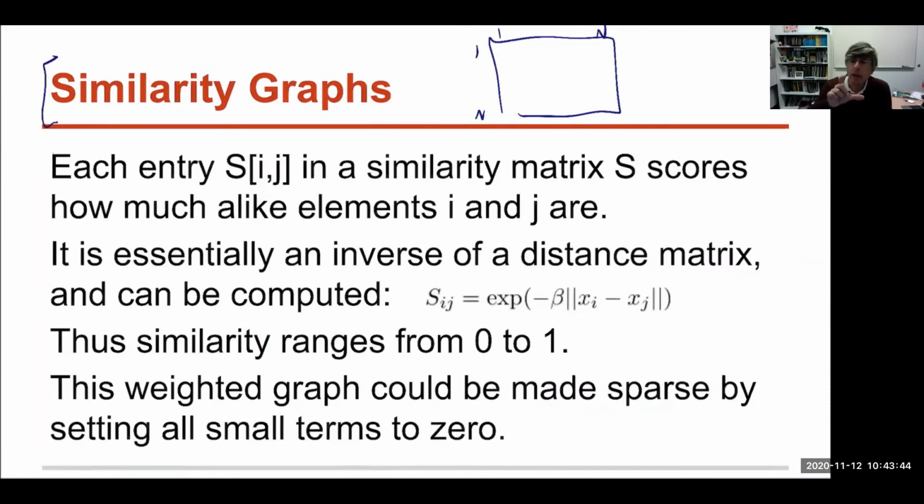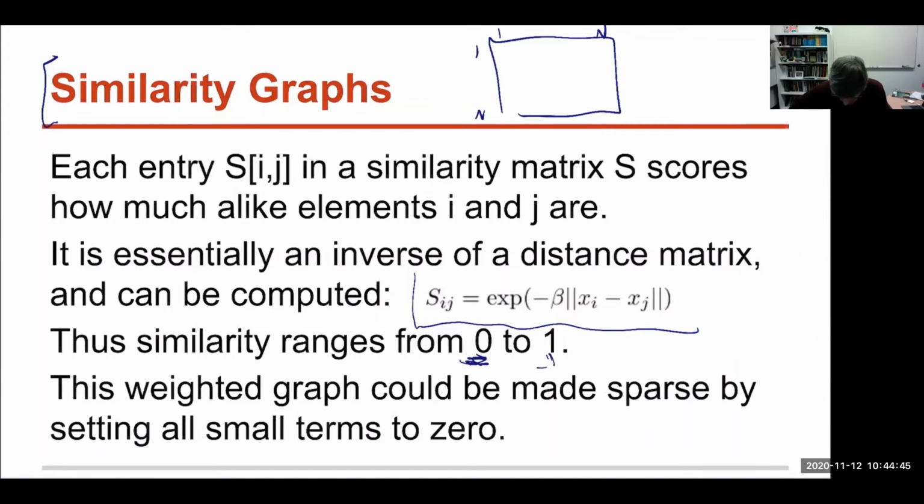Now distance, which we have talked about, is a measure where when things are more similar, the distance is small, it's zero. When things are far apart, the distance is large. In a similarity matrix, we're going to invert that relationship. We're going to say that Sij is a measure of how alike they actually are. One useful way to do this is to create a similarity matrix where the values range from 0 to 1, where 0 means no similarity, 1 means perfect similarity.